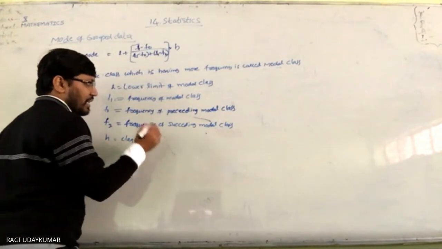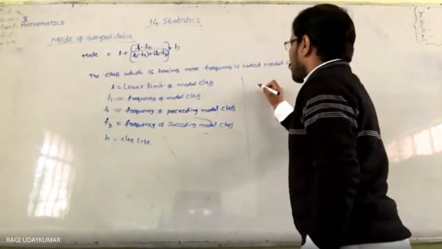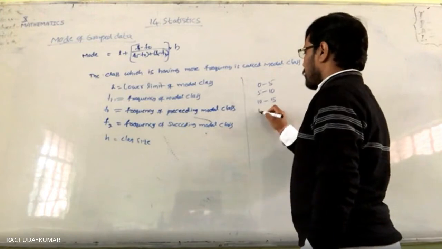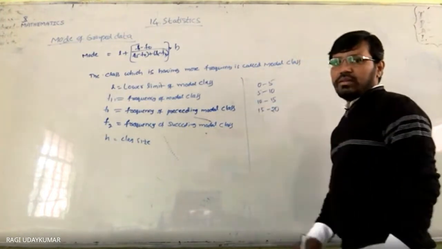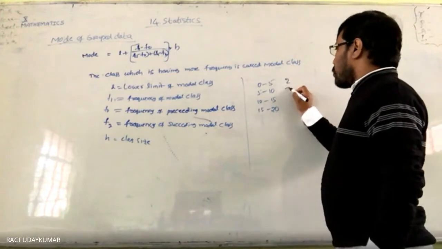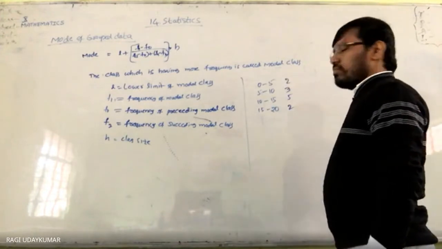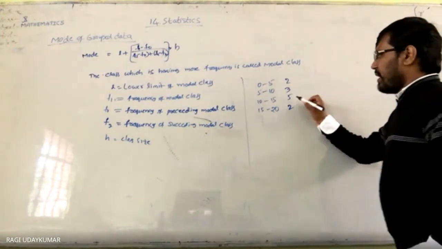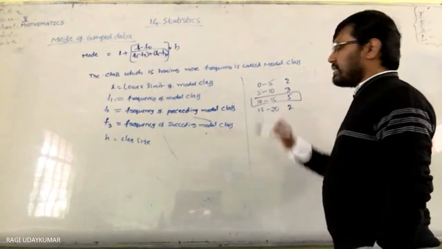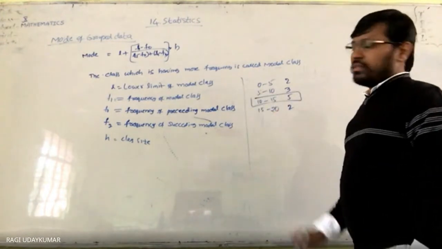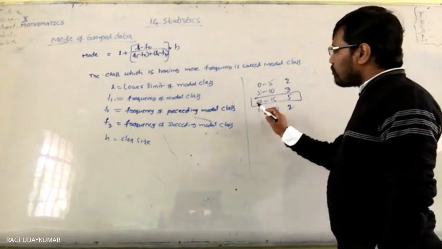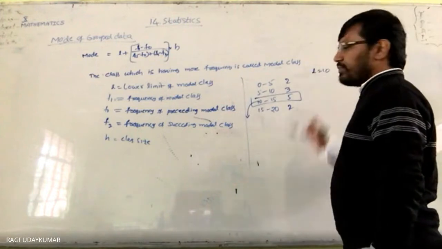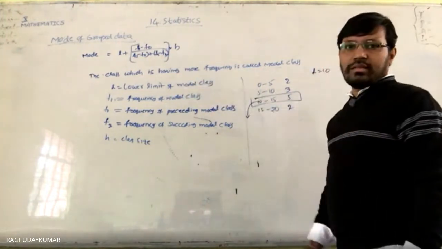Just one example I will consider here. Suppose the classes are 0 to 5, 5 to 10, 10 to 15, 15 to 20. The frequencies given are 2, 3, 5, 2. Which is having the higher frequency? 5. So this class is considered the model class. In this model class, the lower limit is 10. So L is equal to 10.